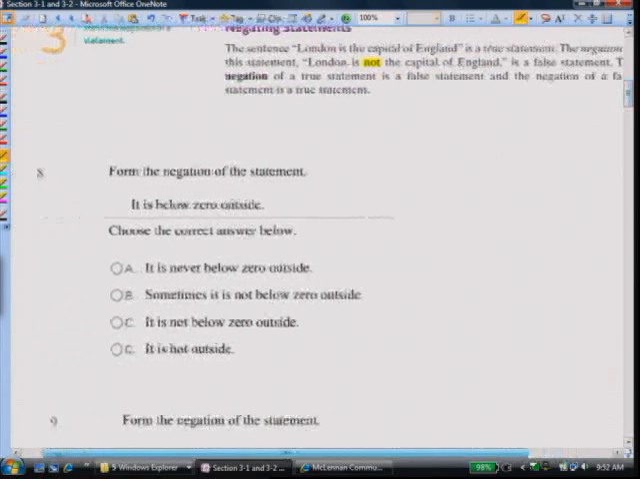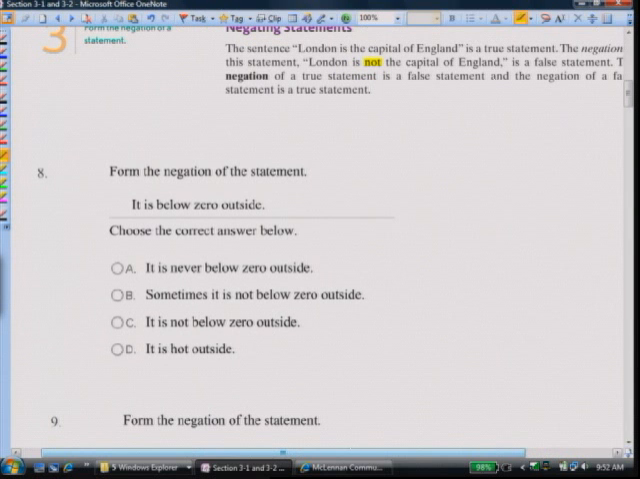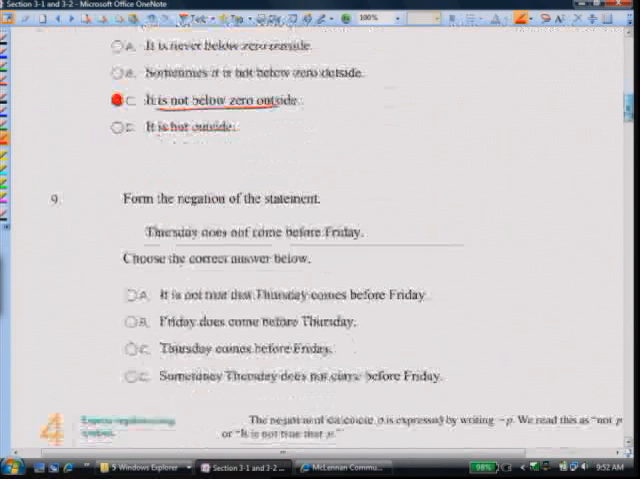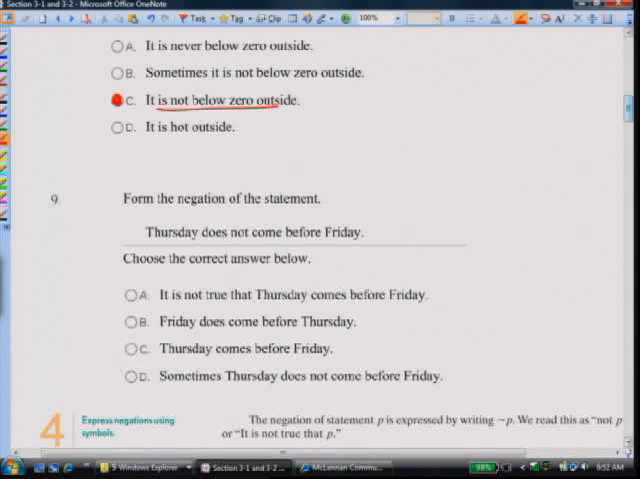So this is number 8 on your homework. It says, form the negation of the statement: it is below 0 outside. All we have to do is shove the word not in there, and you should be able to determine that it is answer choice C. It is not below 0 outside. Does that make sense? Okay, here's another one, number 9. Thursday does not come before Friday. Well, to undo the does not, you just take that out. So we would say Thursday comes before Friday, which is also choice C.